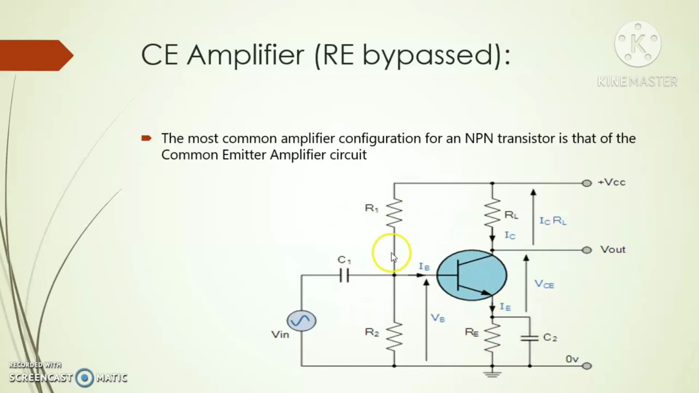Now in CE amplifier, in order to use the transistor as an amplifier, first of all the circuit should be biased. This circuit is using voltage divider bias. R1, R2 and RE are forming a voltage divider bias. With the help of this, the transistor is biased in the active region. C1 and C2 capacitors are missing here, but they should be there.